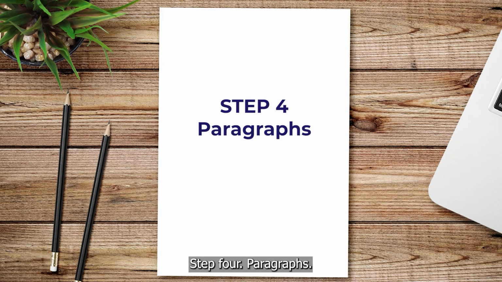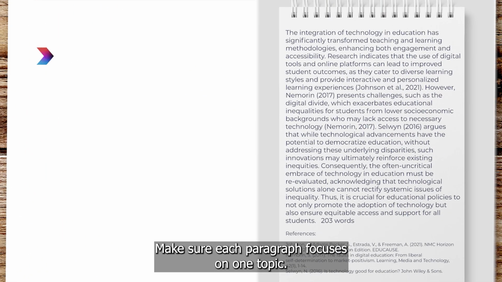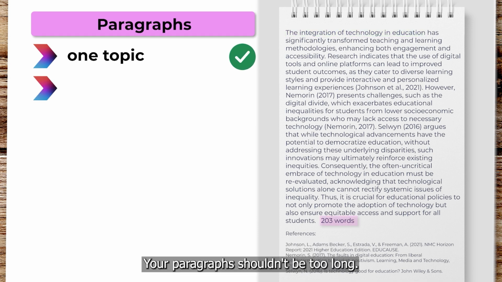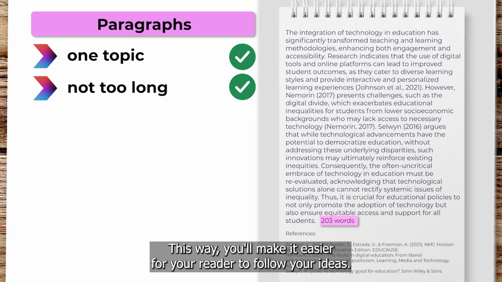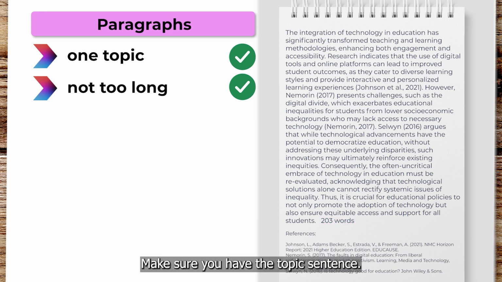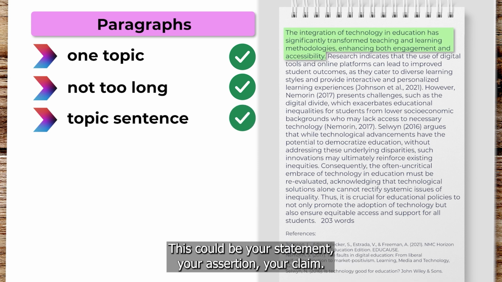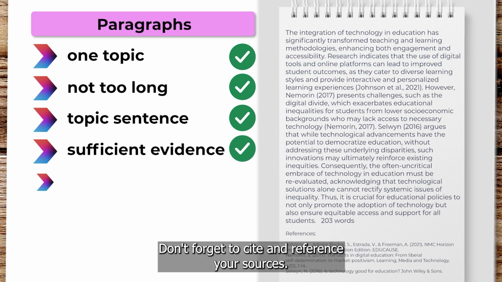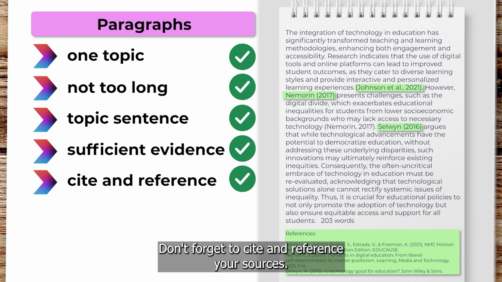Step 4. Paragraphs. Make sure each paragraph focuses on one topic. Your paragraphs shouldn't be too long. This way, you'll make it easier for your reader to follow your ideas. Make sure you have the topic sentence. This could be your statement, your assertion, your claim. Check that you present sufficient evidence to prove your point. Don't forget to cite and reference your sources.